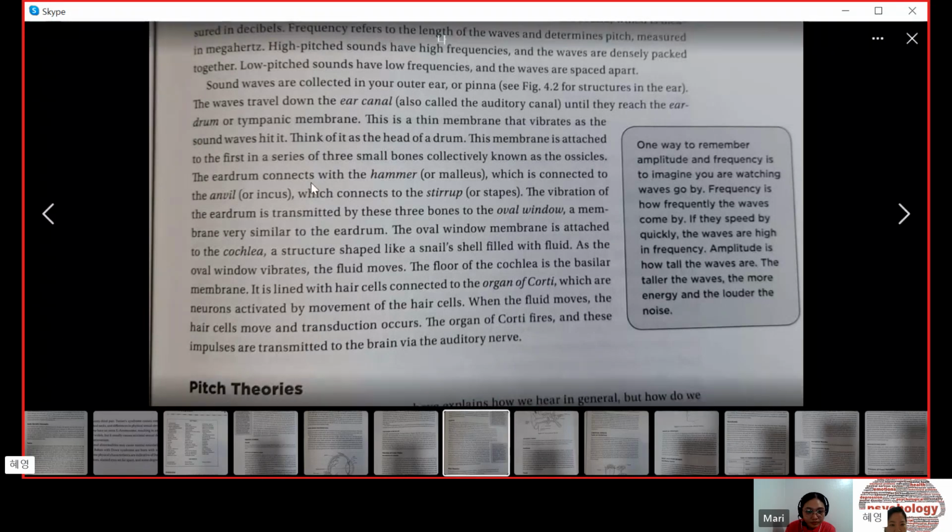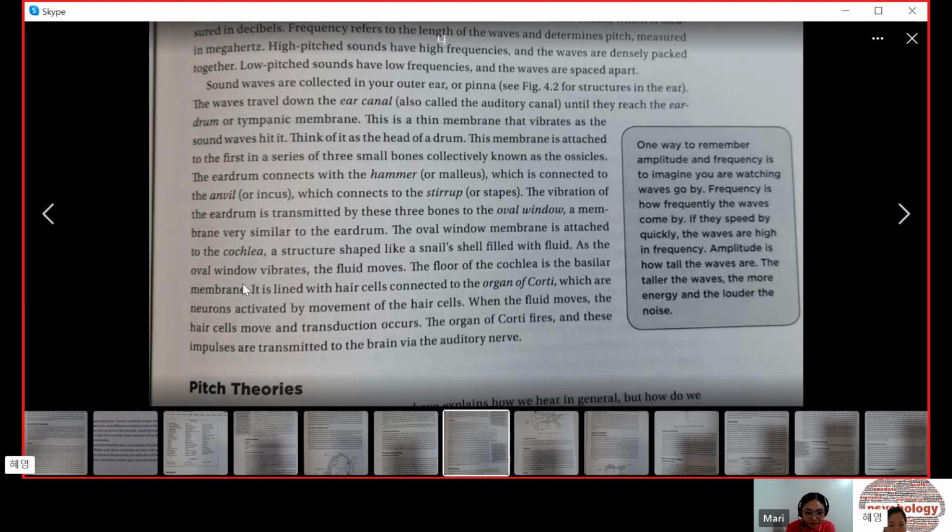The eardrum connects with the hammer, which is connected to the anvil, which connects to the stirrup. The vibration of the eardrum is transmitted by these three bones to the oval window, a membrane very similar to the eardrum. The oval window membrane is attached to the cochlea, a structure shaped like a snail's shell filled with fluid.